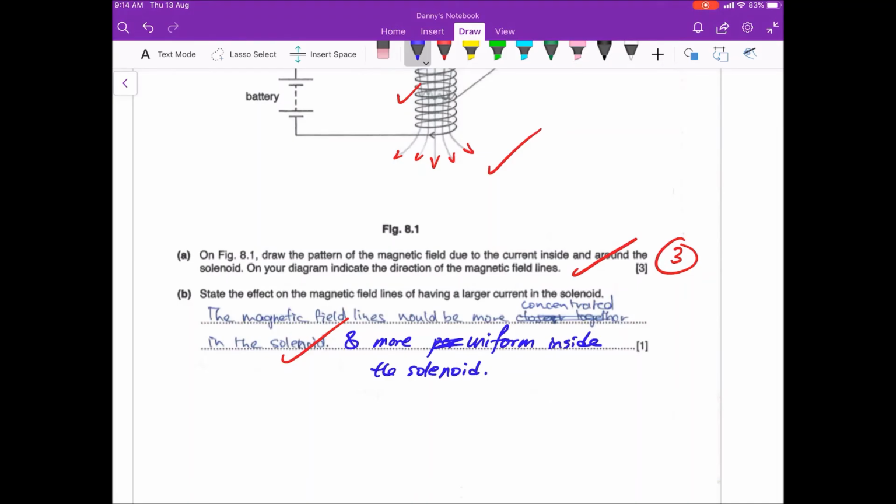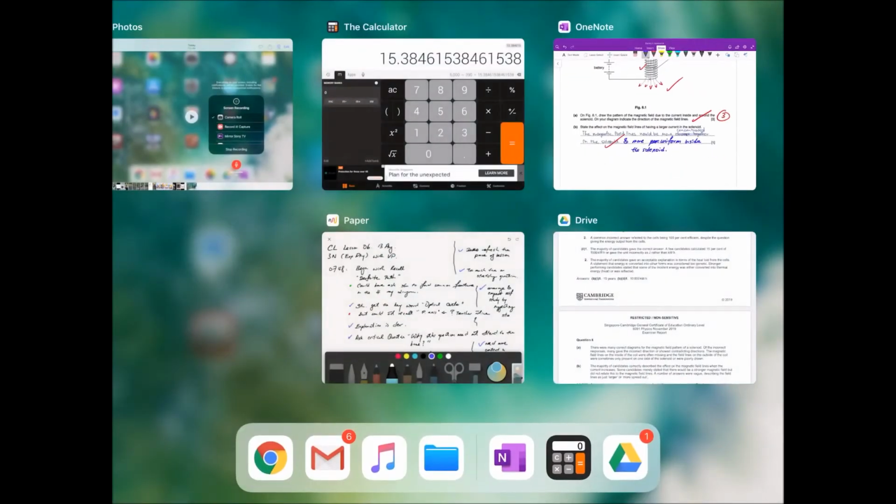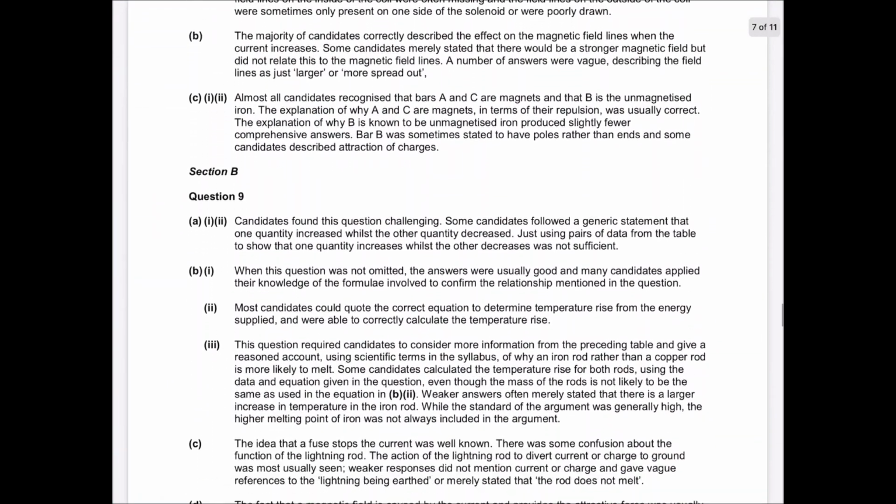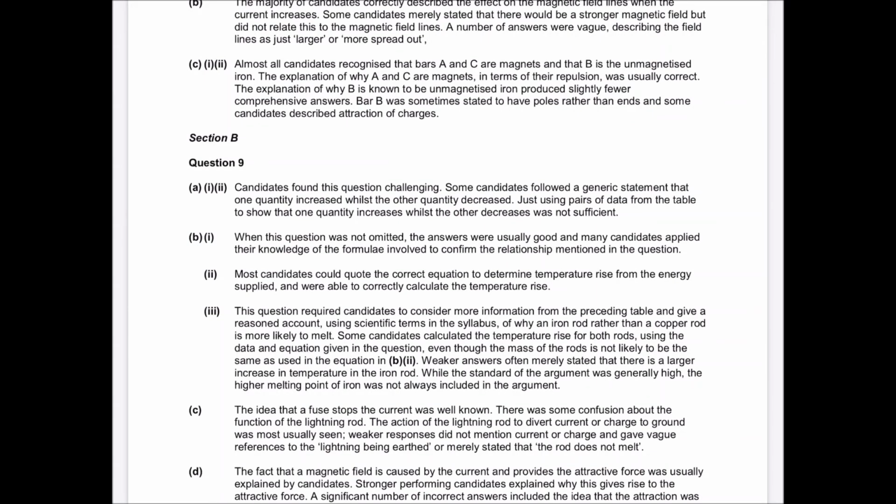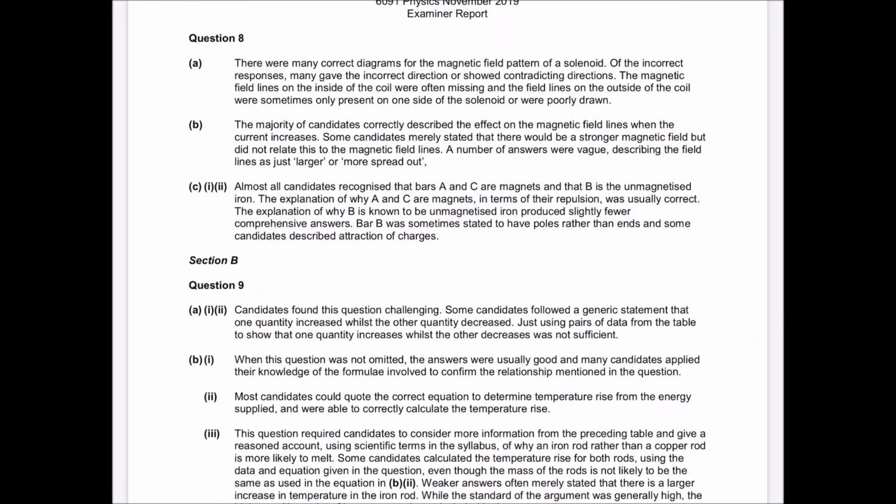So it is 1 mark, 2 lines, so it won't hurt to just look at the Marcus report and see what they say. I think it's B. Candidates describe the effect of the field line. Some candidates merely state that there will be a stronger field, okay, but didn't relate to the magnetic field line.